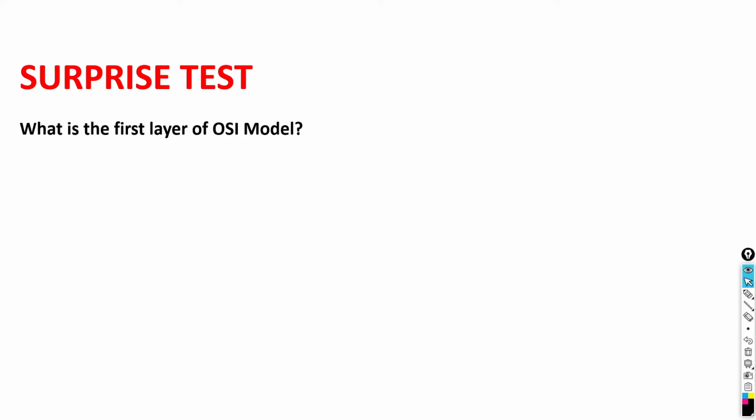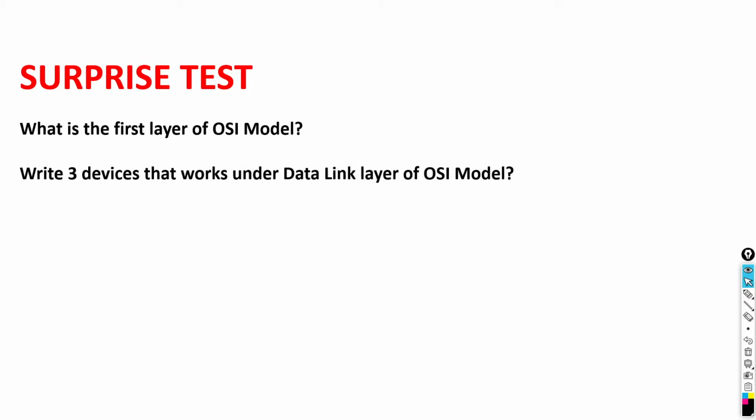Alright. Now let me ask you the second question. Write 3 devices that work under the data link layer of the OSI model. Just now I have explained this to you. What are the devices that work under the data link layer of the OSI model? Tell me first.